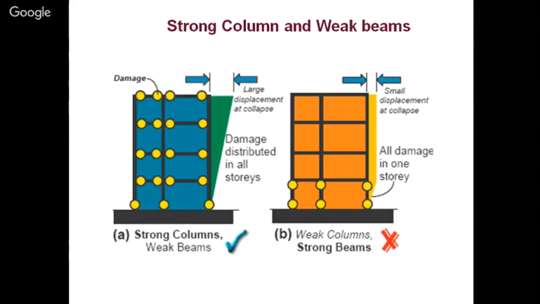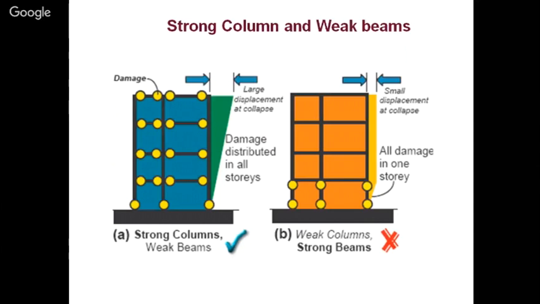Strong column and weak beams. That is, what type of damage behavior do we want our building to have? For sure we don't want our building to collapse. So in that case, we can allow the weak beams, that is, we can allow the beams to have some type of structural damage. In that case, the forces or energy are not transferred to the columns, so our columns are safe and we can let our buildings be damaged.